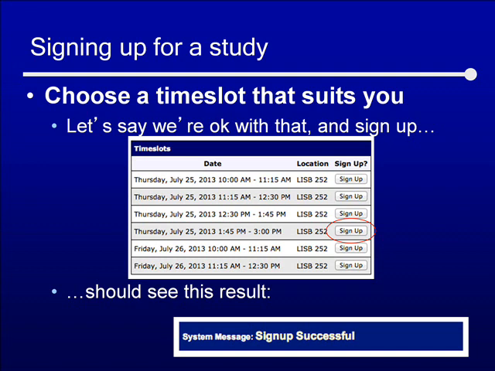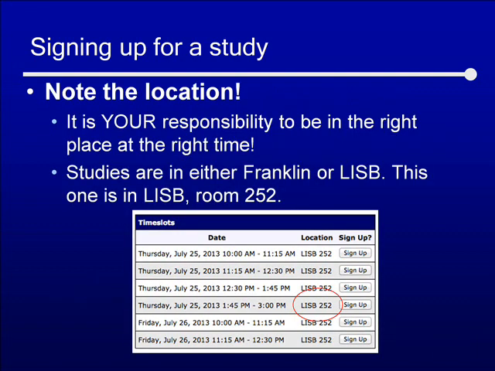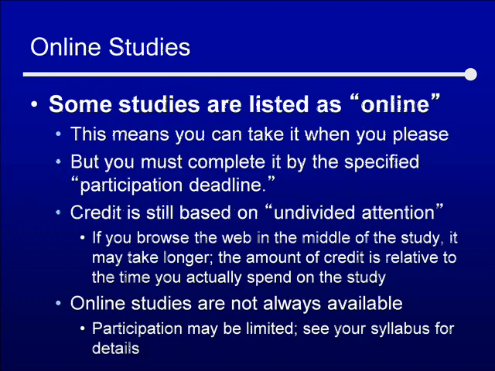Once you see something that works for you, either in person or online, just click sign up for the time slot and you'll see this result which says sign up successful, so you know you've actually signed up for the study. For in-person studies, it's really important to note the location. It's your responsibility to be in the right place at the right time. So make sure to note the location. For online studies, there is no location. You'll be able to do it through any computer that has access to the internet, so you don't really need to worry about location for online studies.